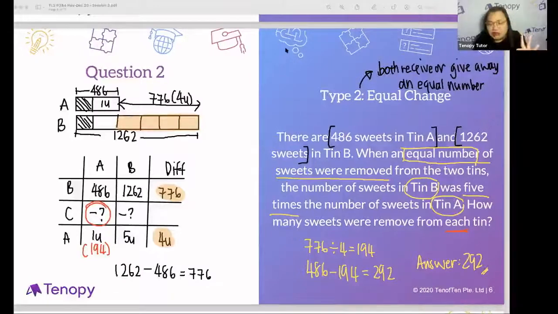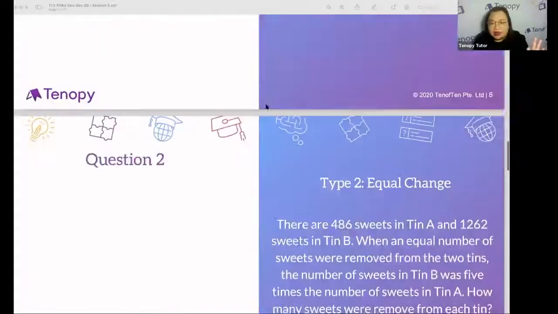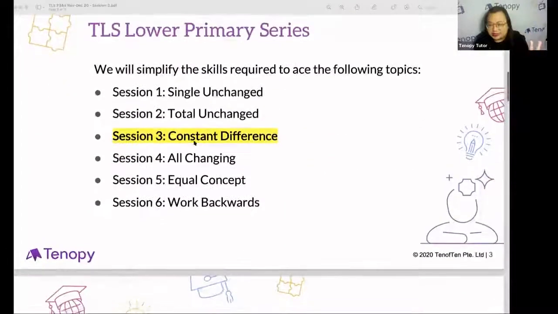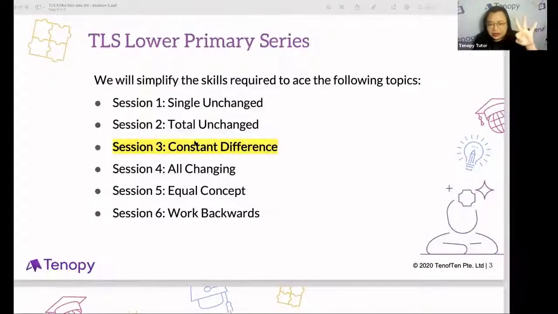Okay, so recap, we have learned 3 different types. So far we covered 3 types of questions, as in 3 different sections. We have the single, total, and constant difference. So these are the 3 things we have learned. Okay, and next lesson, we are going to work on all changing, equal concept, and working backwards.